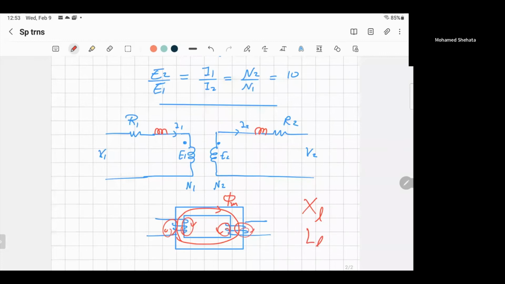If you study circuits, you'll study mutual inductance and self-inductance in Circuit 2. So it's another lecture, but let me tell you something. Self-inductance is the one responsible, and the leakage one, that one is wasted.